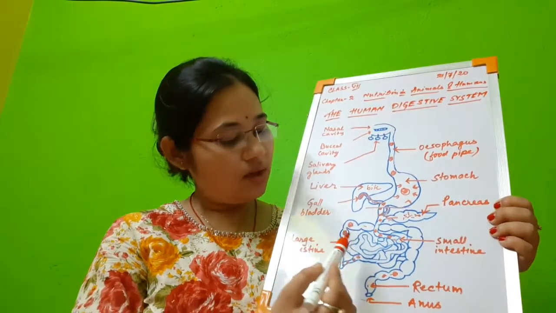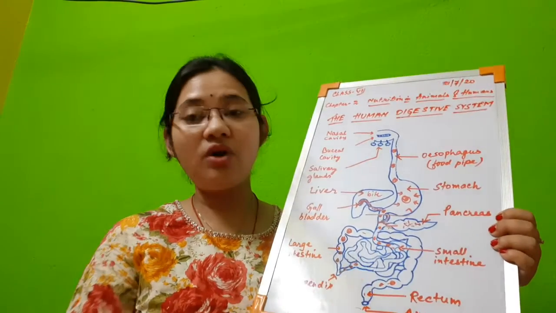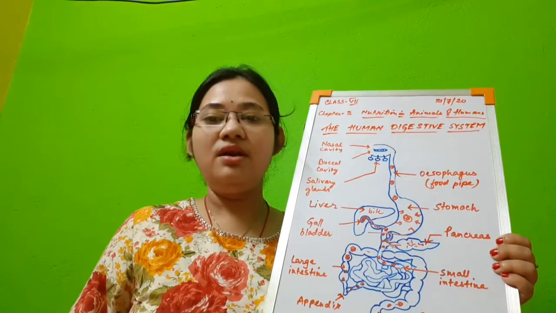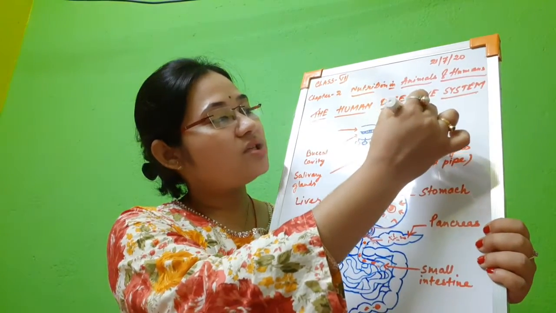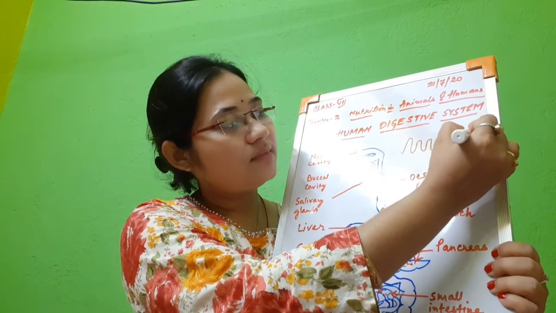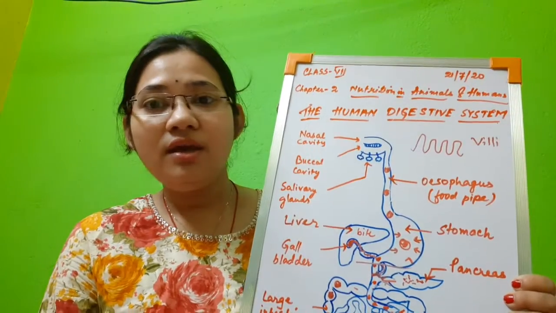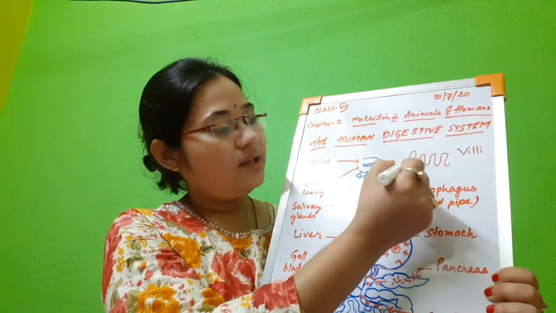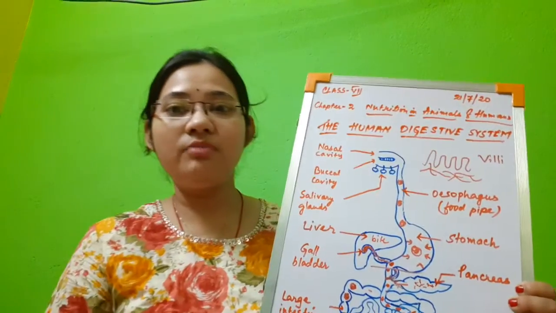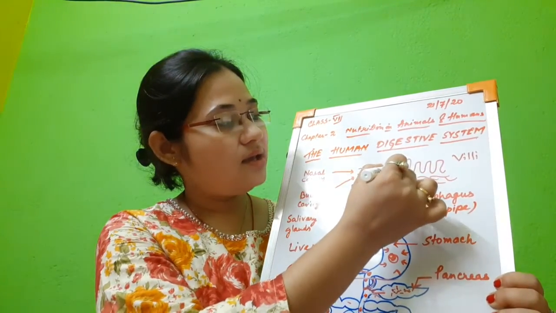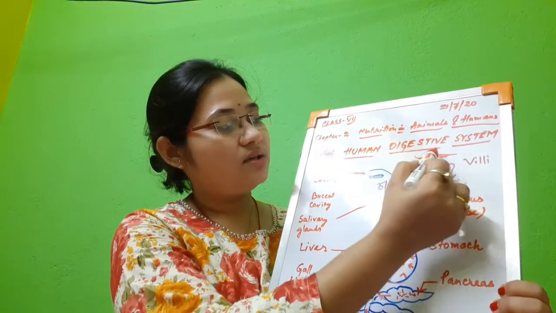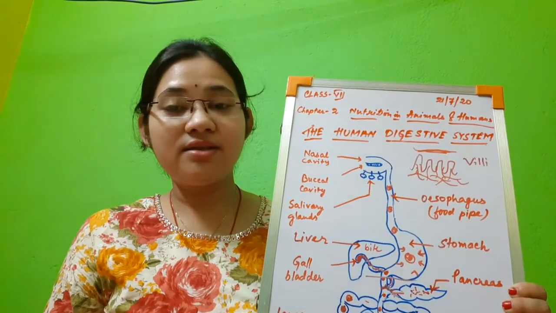Now very interesting to know that the internal lining of the small intestine consists of some finger-like projections like this. These finger-like projections are called villi. Plural is villi. They are highly connected to the blood vessels in this way. They are surrounded by blood vessels, and they carry all the digested food from the small intestine into the bloodstream. That is called absorption.